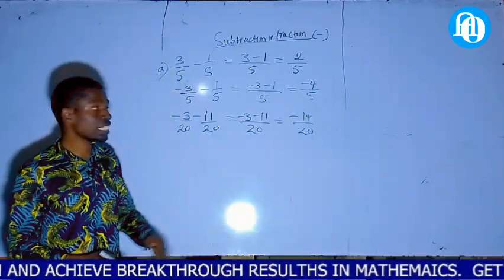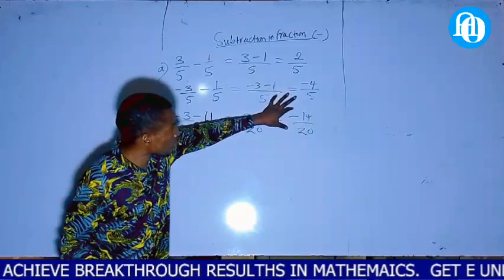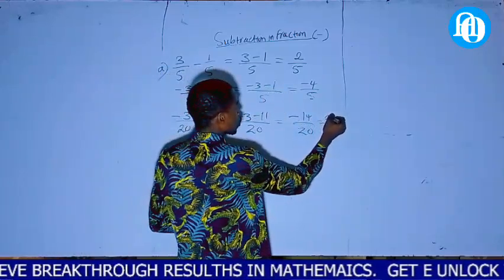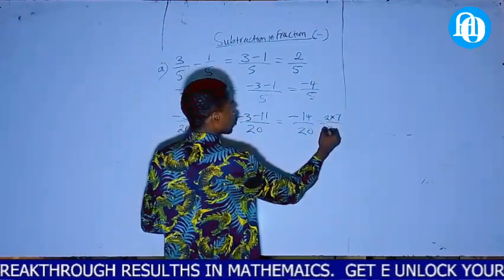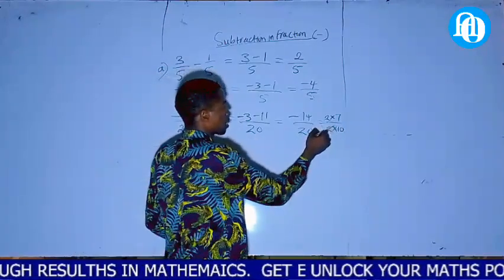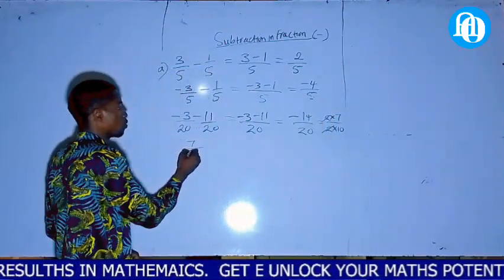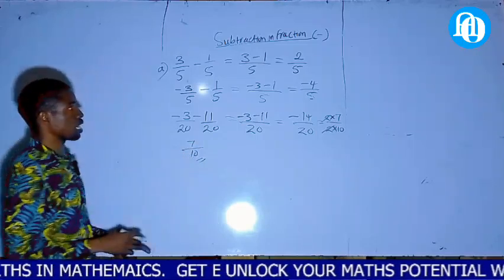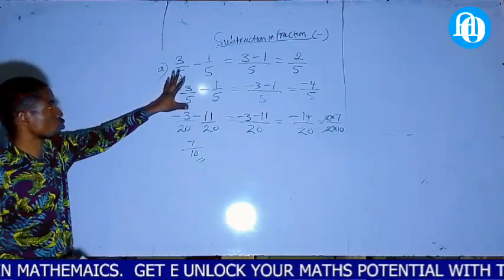Now, you cannot finish like that. What is this? This one, I can even do 2 times 7. This one, 2 times 10. Are you hearing me now? I can see this one, you cancel. The answer is what? 7 all over what? 10. Are you getting me now? That's how we solve the word subtraction.